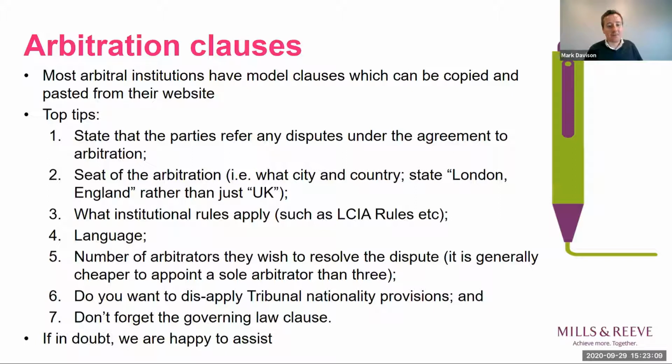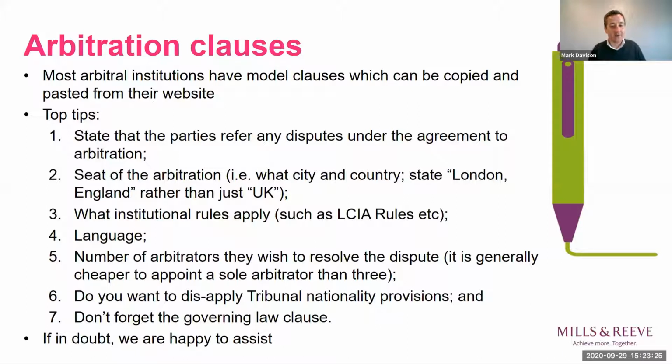In terms of numbers of arbitrators, again, it's generally cheaper to have 1 arbitrator than to have 3. So if you have a dispute which is, say, less than £10 million or £50 million, do you really want to pay for 3 arbitrators when it might be cheaper to have 1?